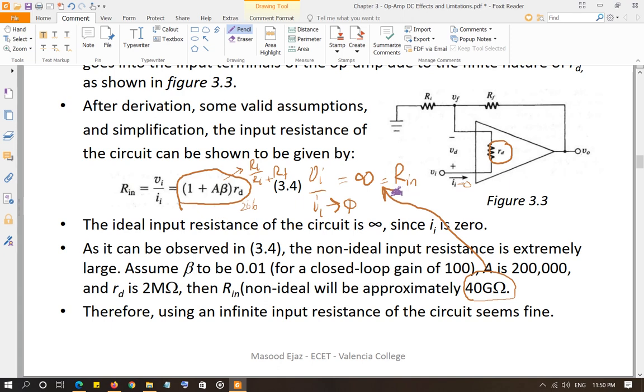So again, should we use this? Should we just assume it's infinity? I would say let's just assume it is infinity. I mean, this resistance is as big as infinity. So again, you can see that at DC or low frequencies, the input resistance of the non-inverting amplifier is pretty much close to the ideal value, which is infinity.